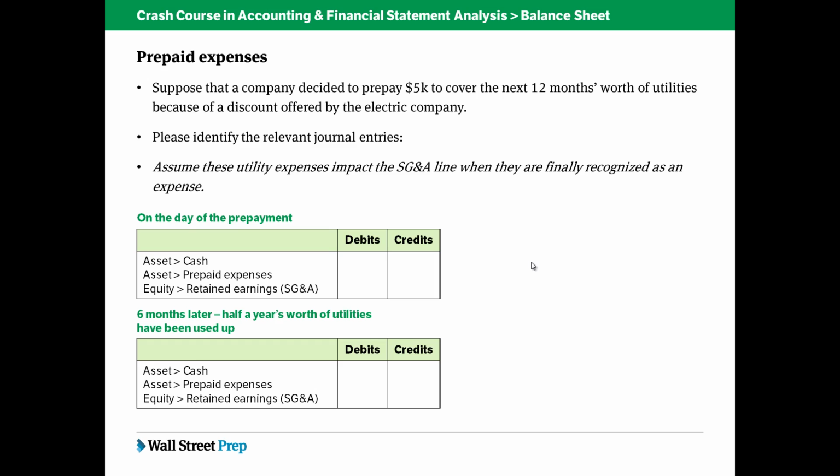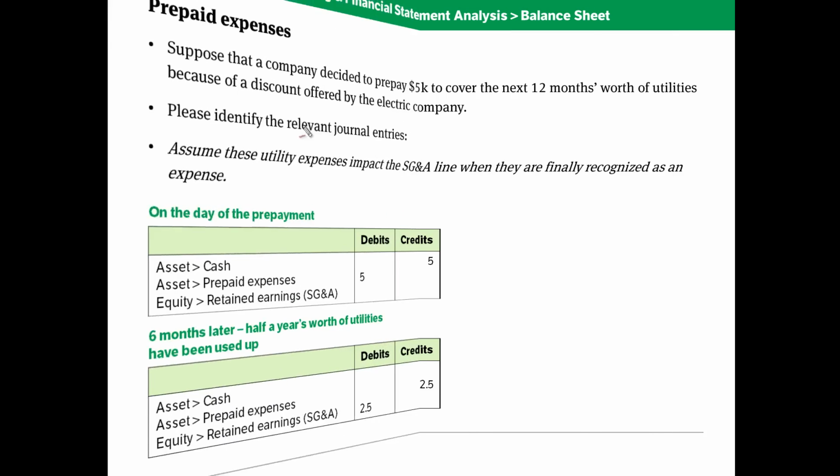Hit the pause button and try to identify what the debits and credits, what the impacts would be on the day of the prepayment, the original day of the prepayment when you spent the $5,000, as well as what would happen 6 months later after half a year's worth of utilities have been used up. What adjustments would need to get made from day 1 to 6 months later? Hit the pause button when you're ready, hit unpause, and we'll talk about it together as a group.